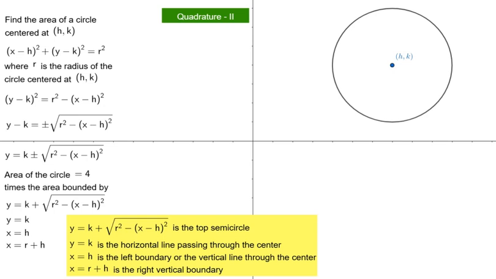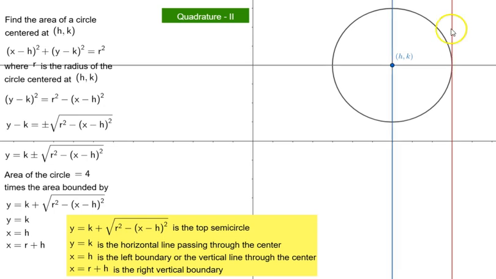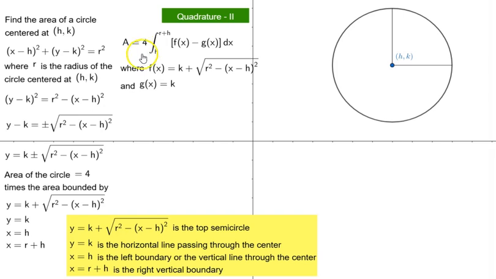So what this boils down to is these lines. So we have this line, a horizontal line passing through the center, and we have the curve. So here we are talking of this particular area. Since it is symmetric across the horizontal line and across the vertical line passing through the center, we can just multiply it by 4 to get the area of the entire circle. Area is equal to 4 times the area bounded by this.